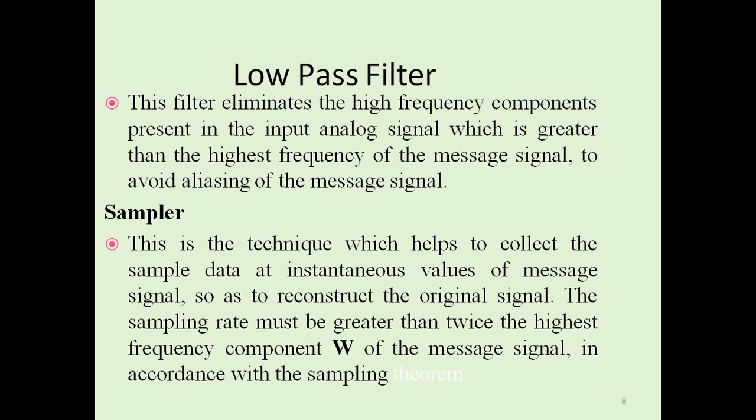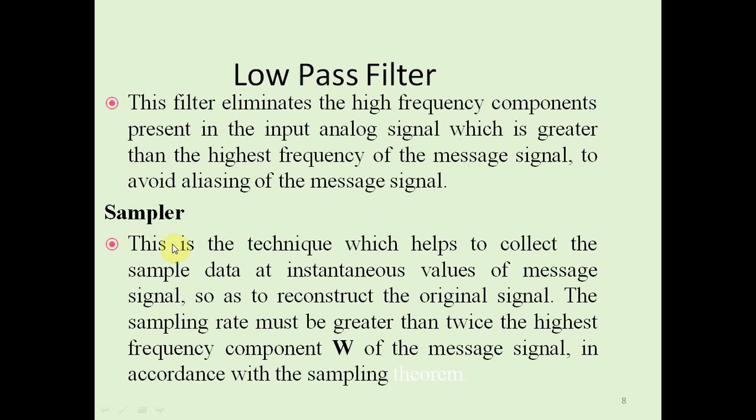Then the first step of the PCM is the low pass filter. This filter eliminates the high frequency components present in the input analog signal which are greater than the highest frequency of the master signal, to avoid aliasing of the master signal. Then it will be sampled.